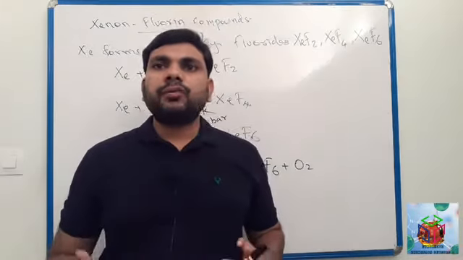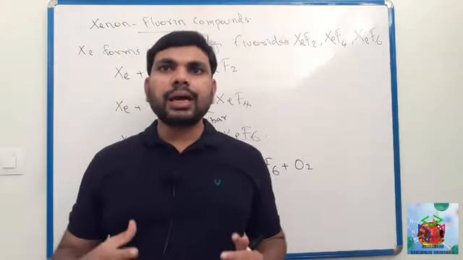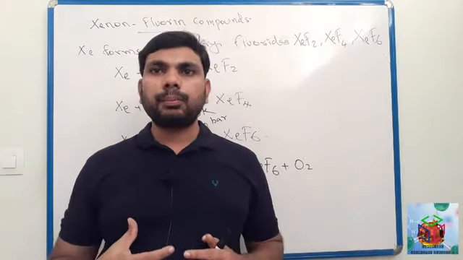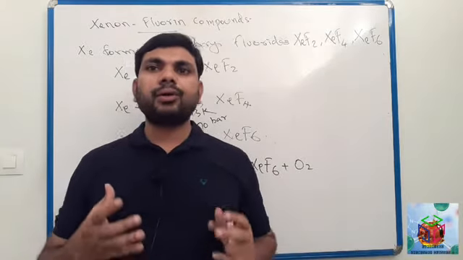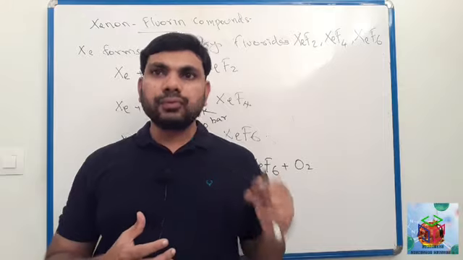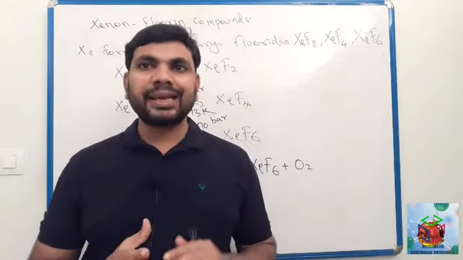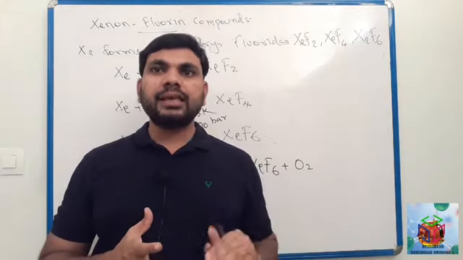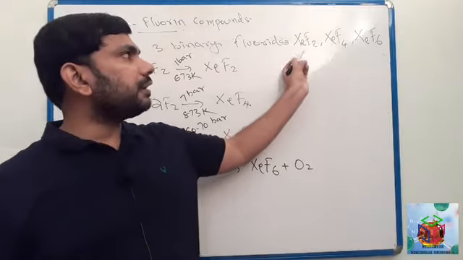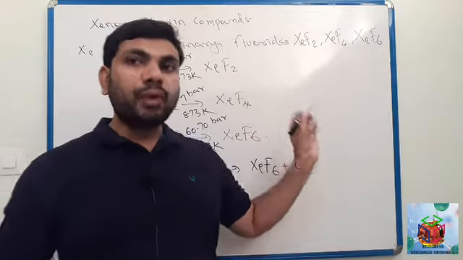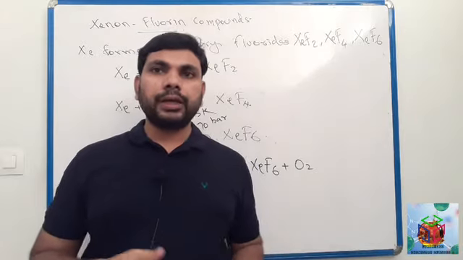Next we have to study the different compounds of xenon. Xenon and fluorine form three different types of binary compounds: XeF2, XeF4, XeF6. These are the three different binary compounds formed by reaction between xenon and fluorine.